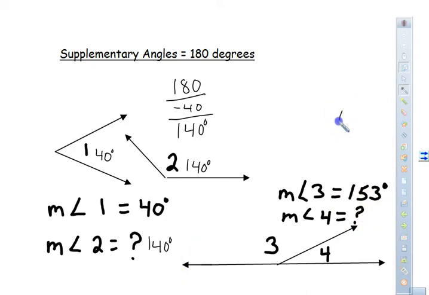Alright, so again, we're going to take 180 degrees and we're going to find the difference from the 153. You can use a calculator, or you can do this the long way and just simply subtract them. We get 7, we borrowed from the 8, and we get 2 and 0. So 27 degrees is the measure of angle 4, because that's what's remaining. The two measurements must add up to equal exactly 180 degrees.